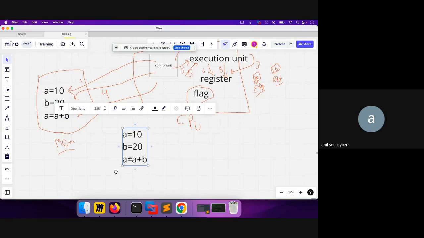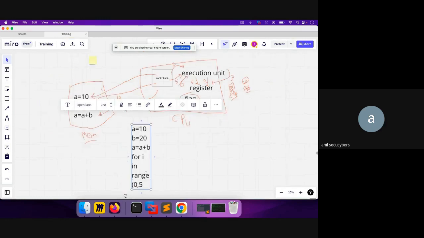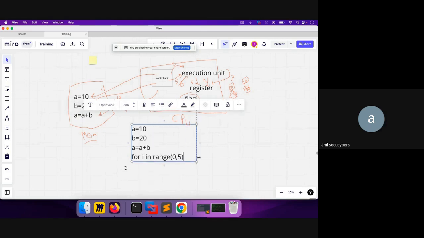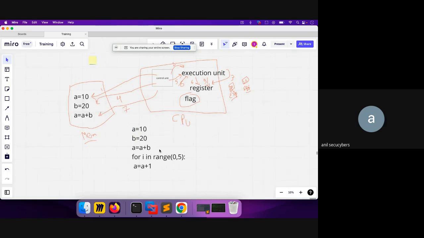Let's say there was some kind of looping in action, for example, for i in range(0, 5), and then something like a equals a plus 1. In that case, the role of flags will be much more highlighted. There will be another register called ECX, and ECX is normally used for looping or counting how many counts will happen. So that's where the flag will play its role.